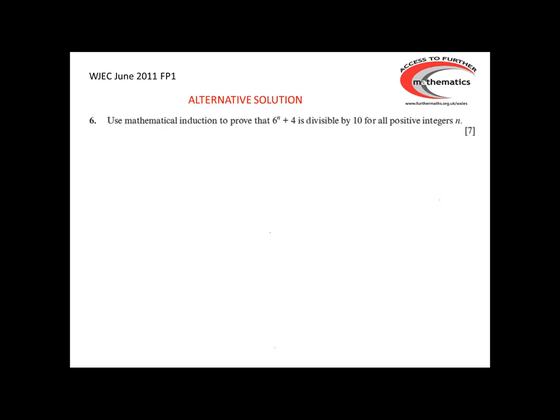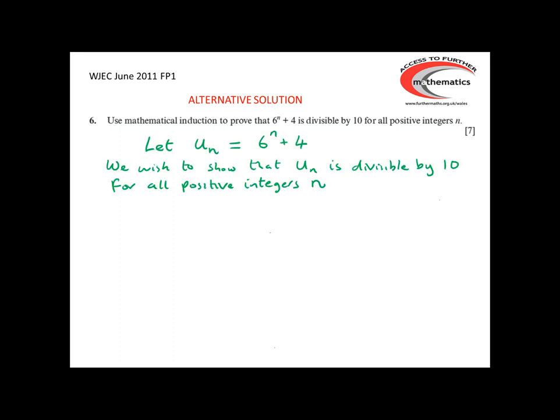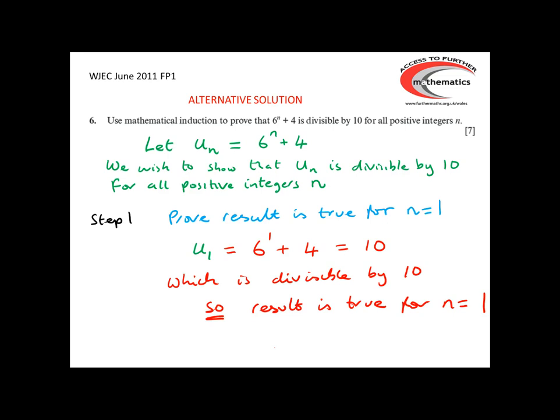Now this second example can be given an alternative, slightly different formatted solution. All we're going to do is let un be shorthand for 6 to the n plus 4, and we wish to show that un is divisible by 10 for all positive integers n. So step 1, prove the result is true for n equals 1. Well, u1 is 6 to the 1 add 4, which is 10, which is clearly divisible by 10, so the result is most certainly true for n equals 1.